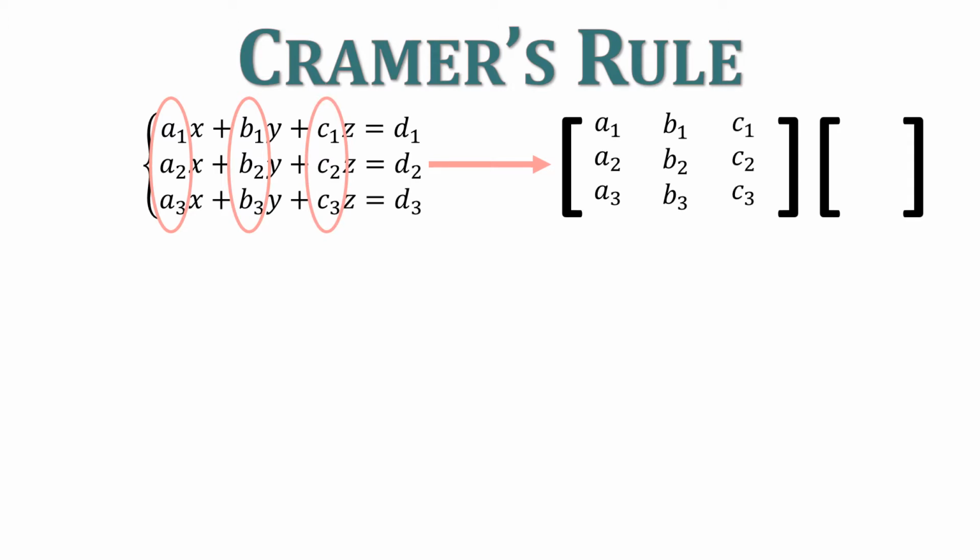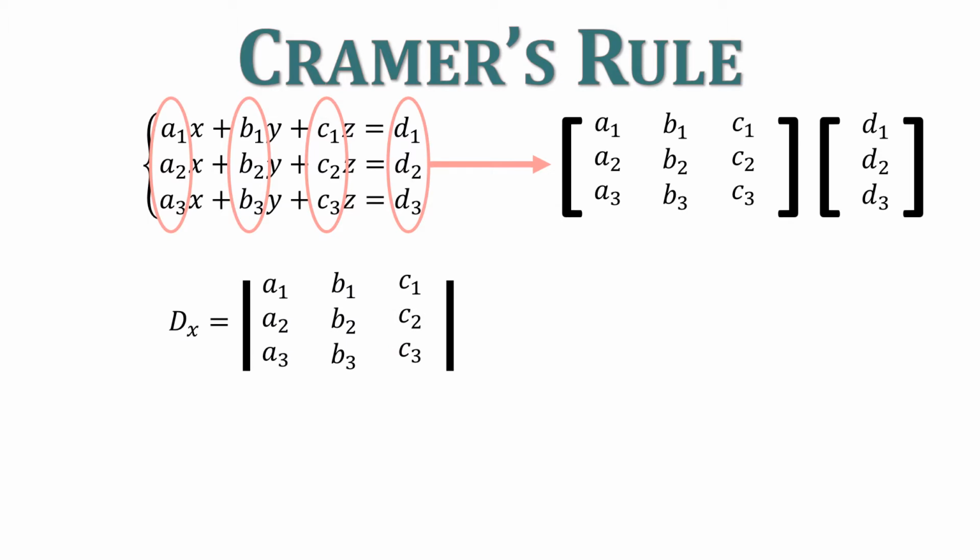Then we have our solutions, D1, D2, D3. Well, not our solutions, our answers. Our answers to the system, to each individual equation. They're going to create their own matrix, D1, D2, D3. So now we are going to set up a determinant for D sub x. So we took our first matrix, A1, A2, A3, B1, B2, B3, C1, C2, C3.